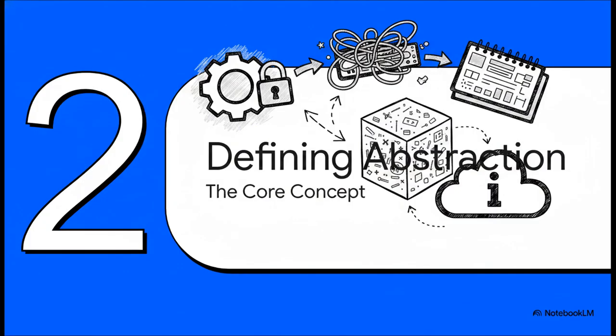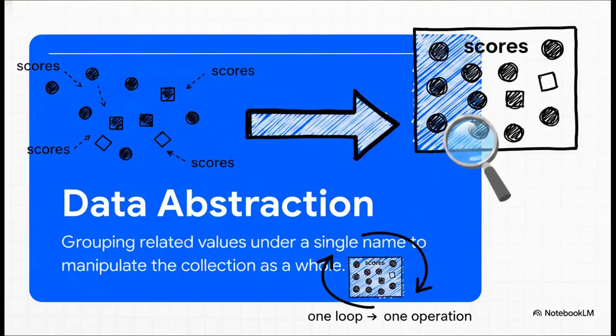Moving on to part 2, defining data abstraction. Before we look at any code, let's make sure we actually understand the core concept here. What are we even talking about when we say abstraction? Basically, data abstraction is a technique where you group related data values under a single unified name. Think about a list. Instead of keeping track of a bunch of scattered variables, like score 1, score 2, all the way up to score 30, you just deal with one thing called scores. It lets you completely stop tracking individual items, so you can just work with the whole collection as one single entity. One name, one loop, one operation.